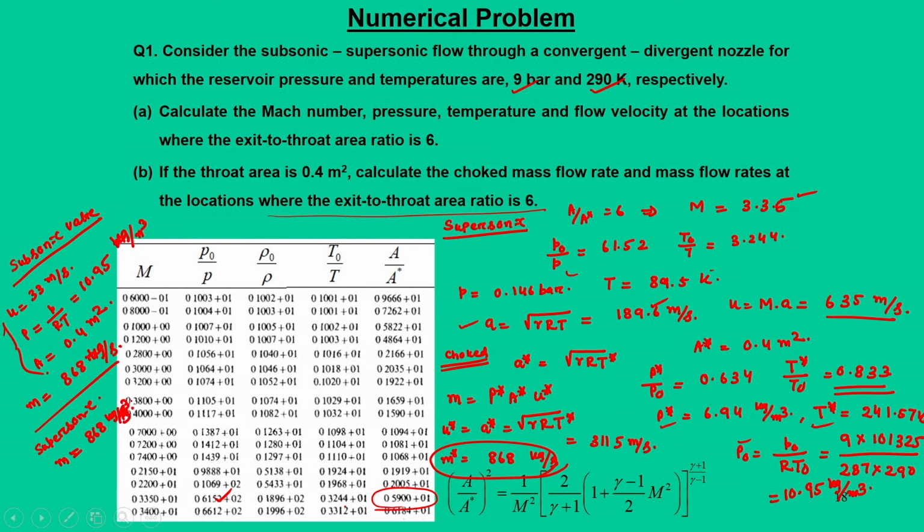So, it means that the choked mass flow rate, whether you calculate it based on the value at the throat location, or calculate the value rho star, a star, u star, its value is always fixed, that is 868 kg per second.